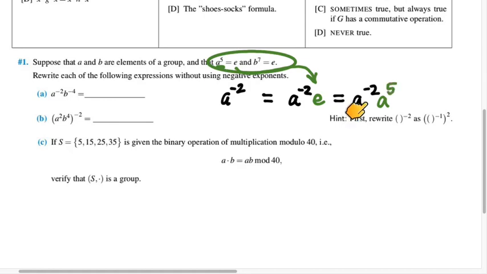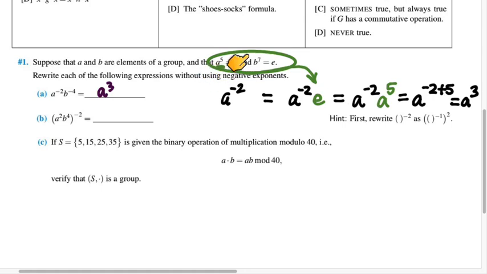And now I have a product of 2 powers of a, and anytime I have a product of 2 powers of the same element, all the exponent properties that we learned in Algebra 1 in fact do apply. And what we get is a to the power negative 2 plus 5, which is a to the power 3. And 3 is indeed a non-negative integer. Right? And so a to the minus 2, it turns out, is just another name for a to the 3, when a's fifth power is equal to the identity.